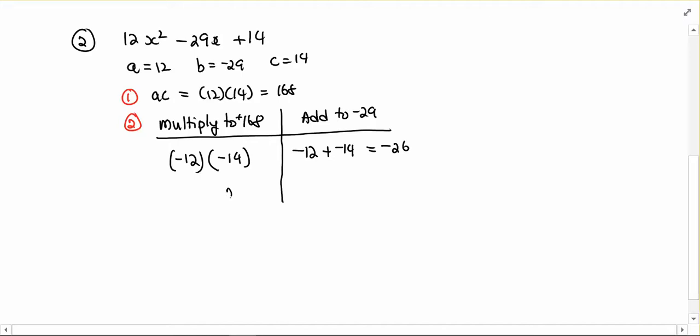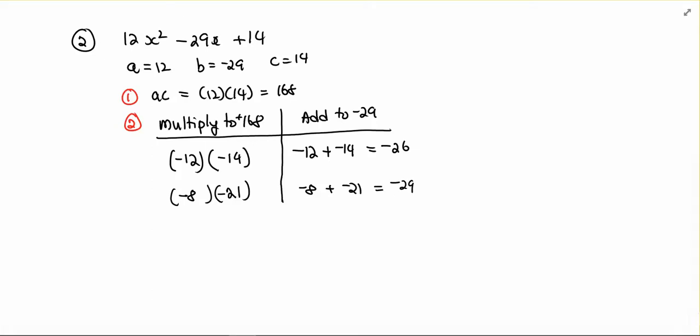So 21 divides, again keep it negative, 8. Those two both multiply to be 168. Negative 8 plus negative 21, that's negative 29, which is exactly what we want. So there is the pair of numbers.